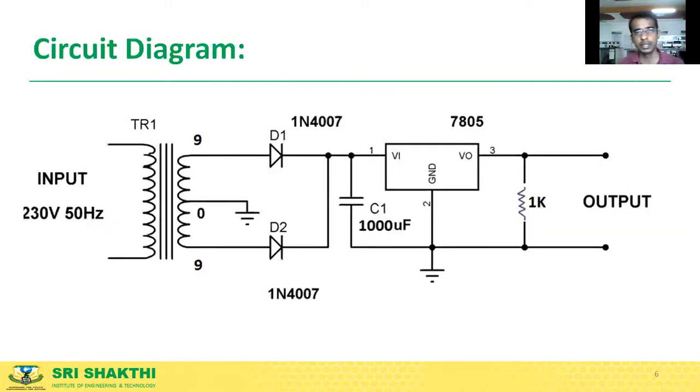Moving on to the circuit diagram. What you see here is the circuit diagram. This is the transformer, a center tap transformer: 9-0-9 volt, or it can be even 12-0-12 or 6-0-6. Then on the signal lines, you connect the diodes in this fashion. Here is the output, where the pulsating DC will come.